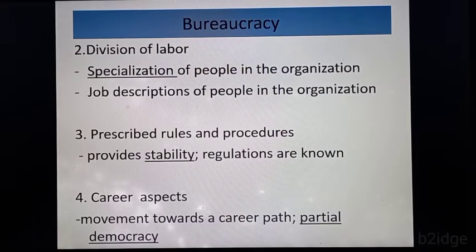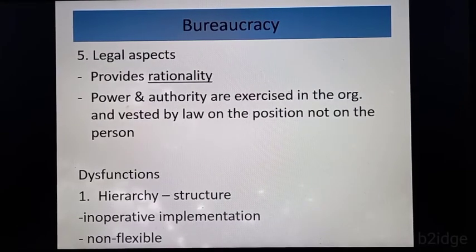Then there's the career aspects, movement towards a career path, which partly, democracy. Then there are the legal aspects. It provides rationality, the reasonableness of its people and its positions and its functions. Then there's power and authority. They are exercised in the organization and vested by law on the position and not on the person.